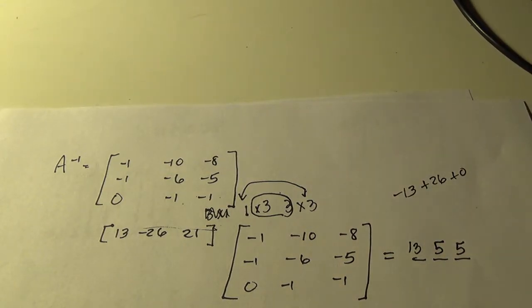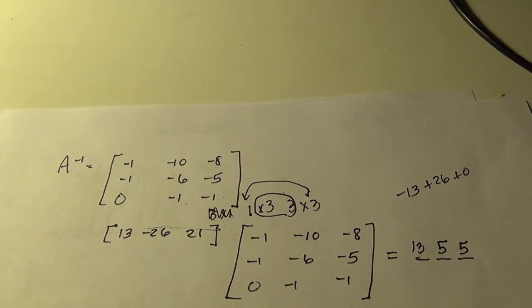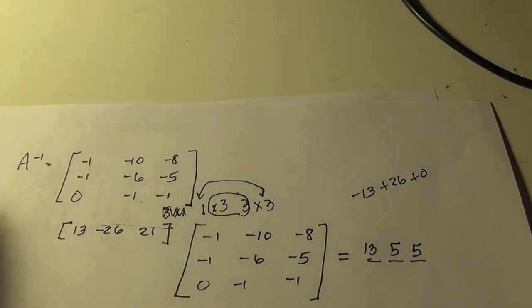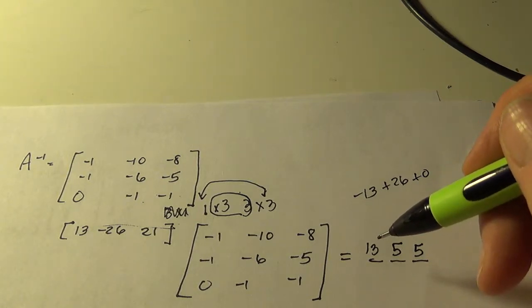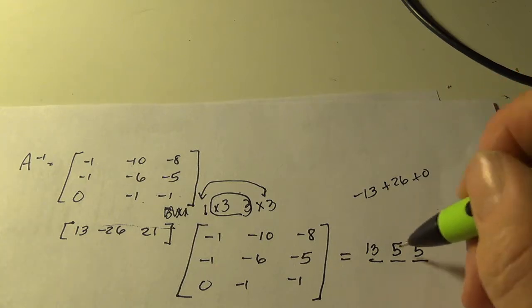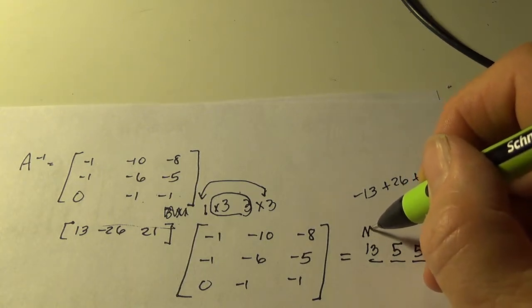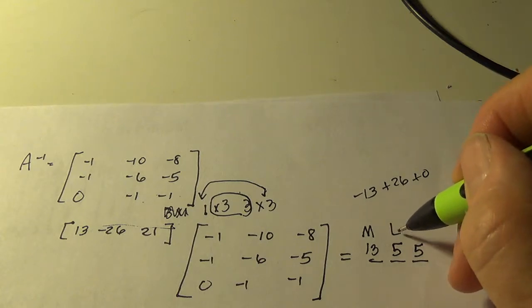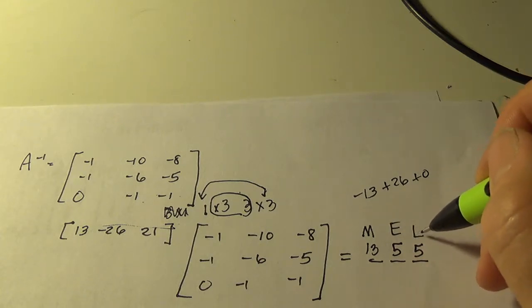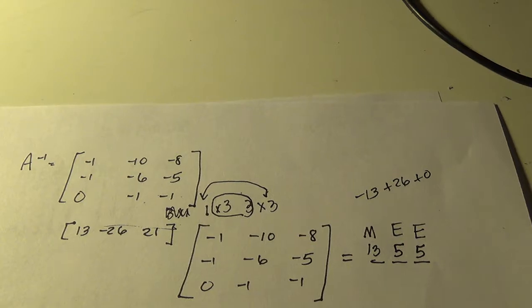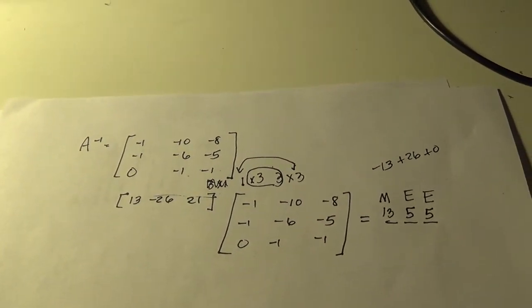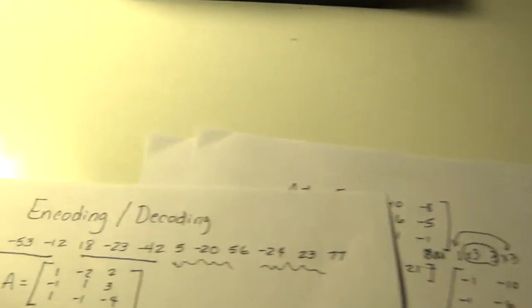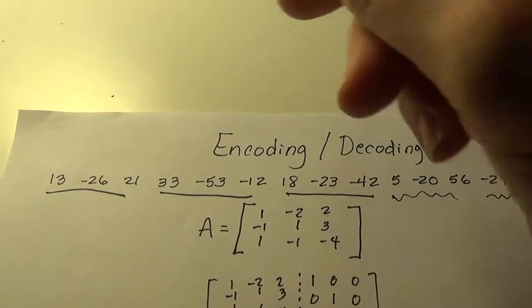Let me go ahead and tell you what the 13, 5, and 5 are. These correspond to the place in the alphabet. 13 is A, B, C, D, E, F, G, H, I, J, K, L, M. So the 13th letter in our alphabet is M, the 5th is E, and the 5th is E. So we've got three letters in our message. Let's look at it. We've got M-E-E.